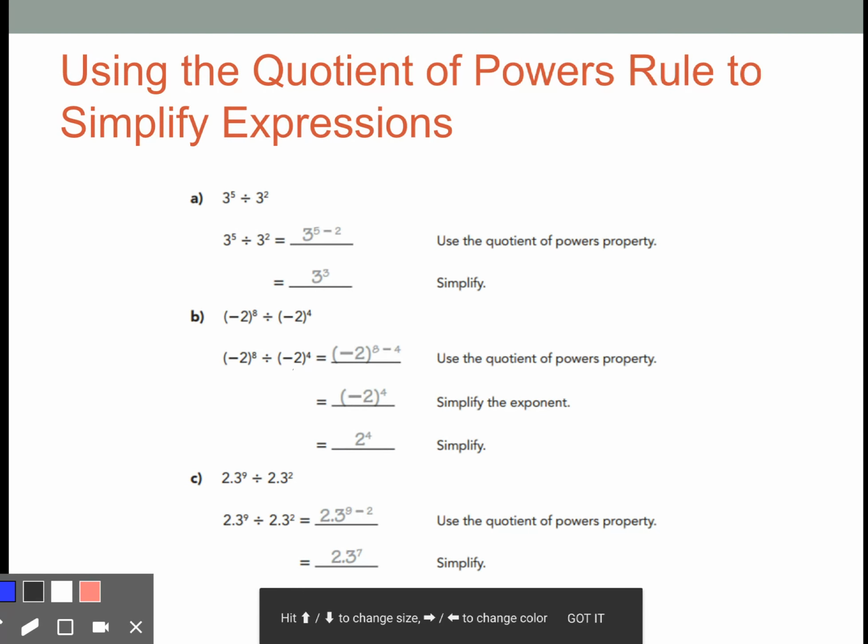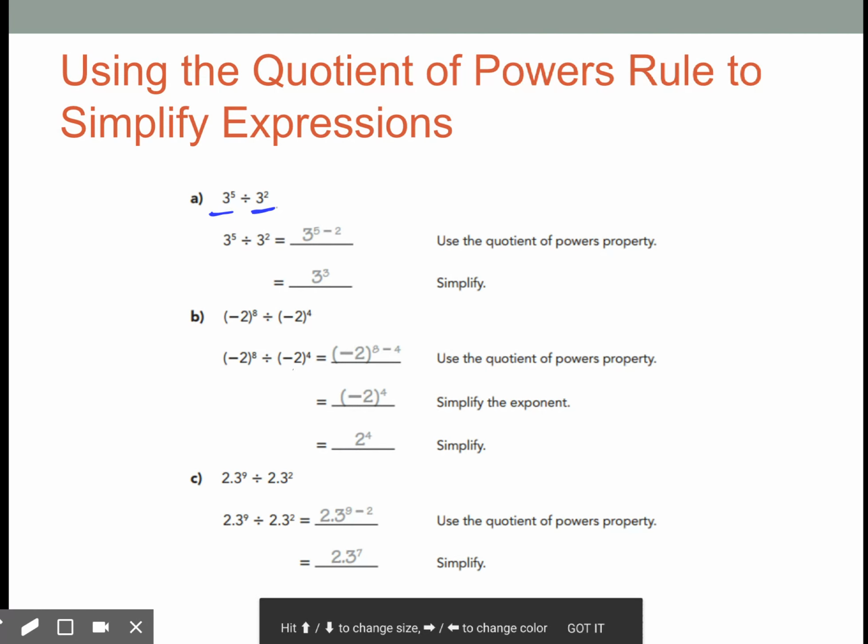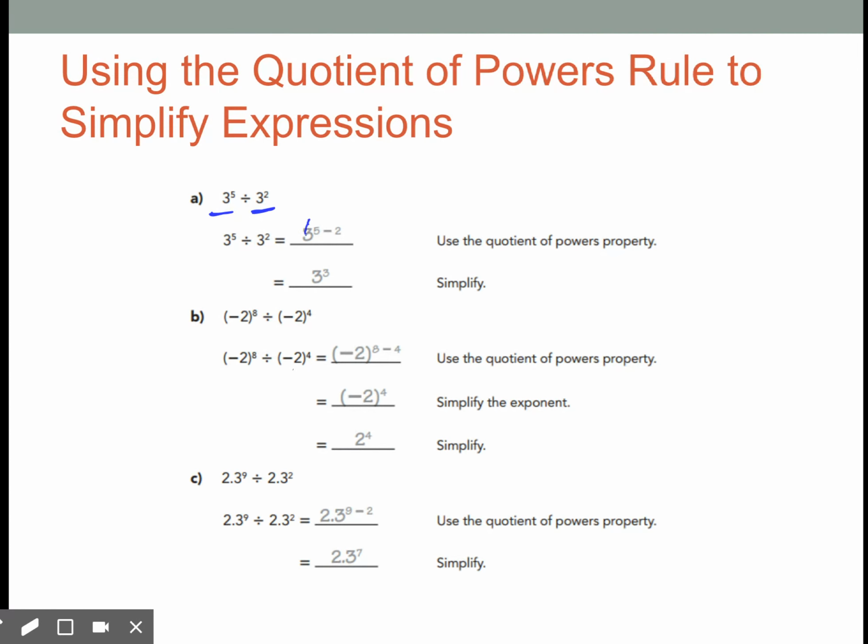Here we have some examples done for us with the division sign here, 3 to the 5th divided by 3 squared. Because the base in both is 3, I'm going to apply that quotient of powers property and do 5 minus 2. 5 minus 2 is, of course, 3.